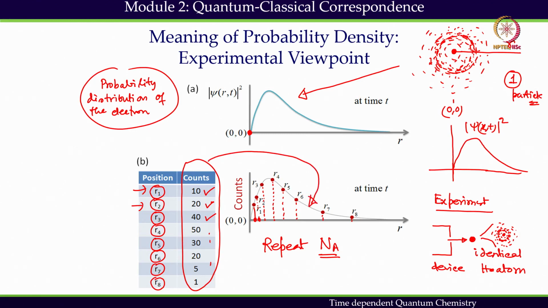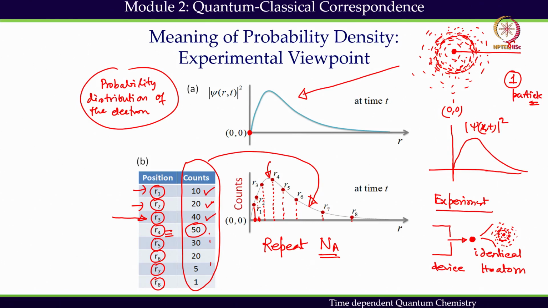So, the meaning of probability distribution from an experimental viewpoint is that it is actually showing how the distribution would be if I perform an experiment and repeat the experiment several times. In the experiment also, the maximum number of counts is associated with the R4 position, which is 50 counts I have got. Similarly, in the distribution also R4 is the maximum of the distribution. Maximum of the distribution means there is a chance of getting that position many times in the experiment. So, that is the primary meaning of this probability distribution function.